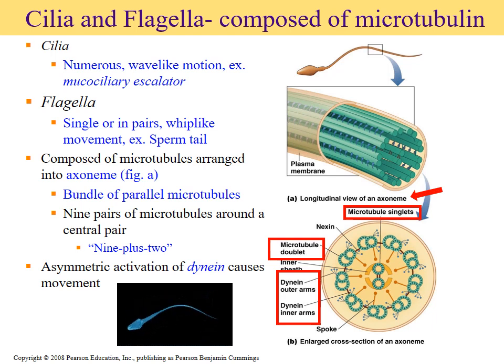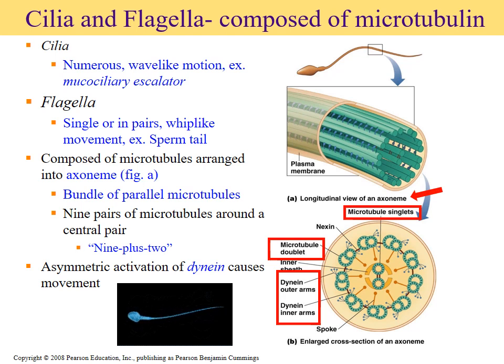Now, in addition to the cilia, we can also utilize microtubules to set up the flagella. Flagella are usually longer than cilia. You usually just have them either single or in pairs. They are found in a wide variety of cell types. Bacteria love to use them as a mode for locomotion.